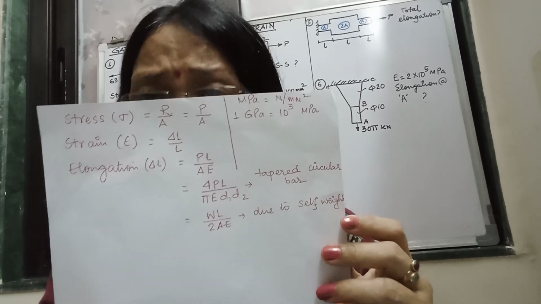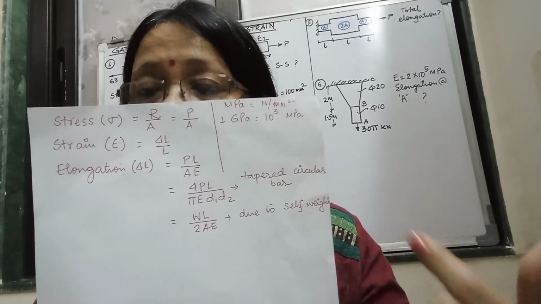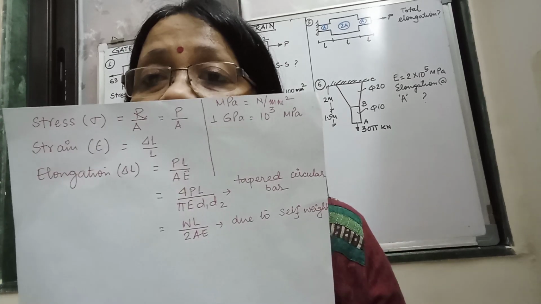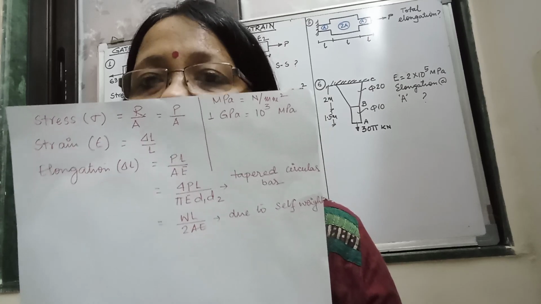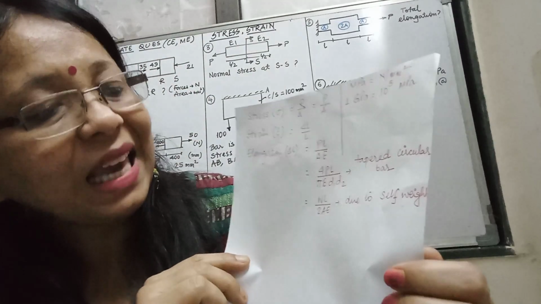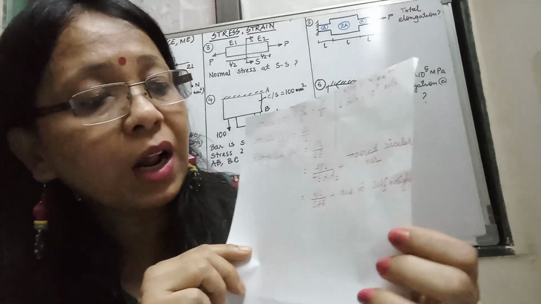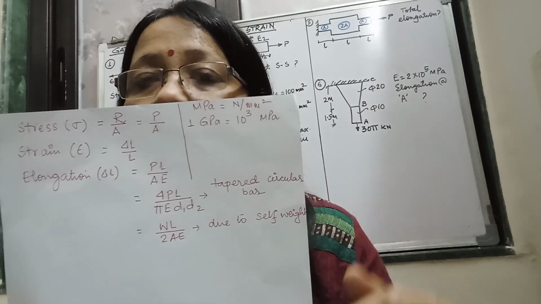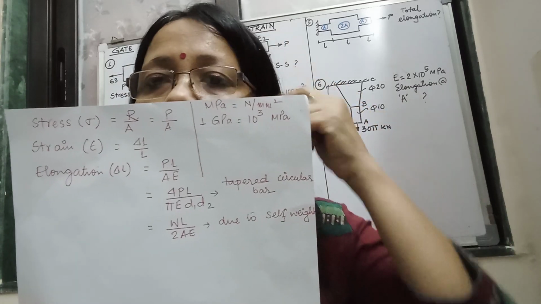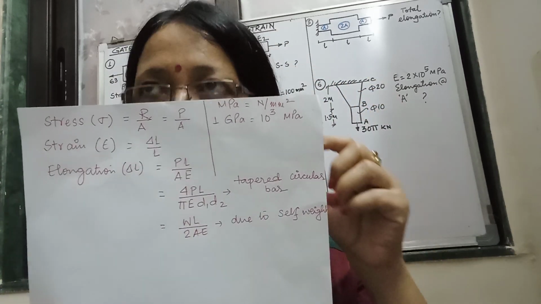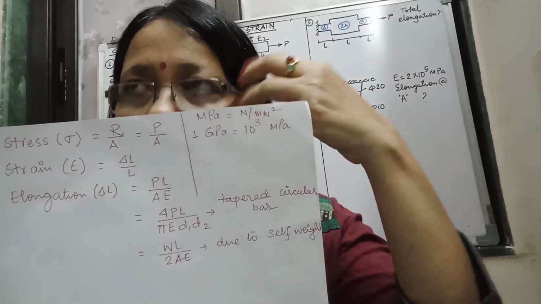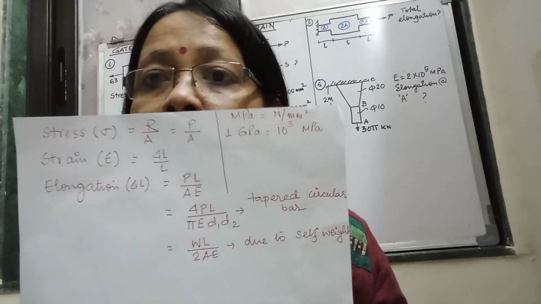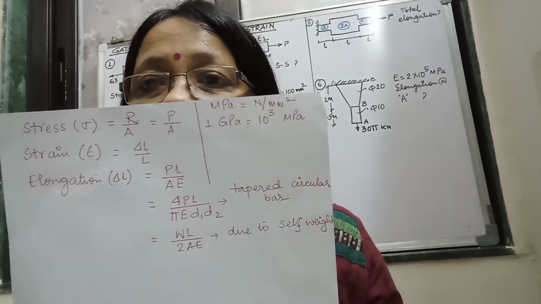Now here there are 2-3 more formulae which you have to be very alert about. The next formula I have written for the elongation is 4PL by pi E d1 d2. This is for a tapered circular bar. I will solve one problem based on this from GATE, so you will understand what a tapered bar is. Tapered bar means at one side the cross sectional area is more, and at the other side the cross sectional area is less. So 4PL by pi E d1 d2.